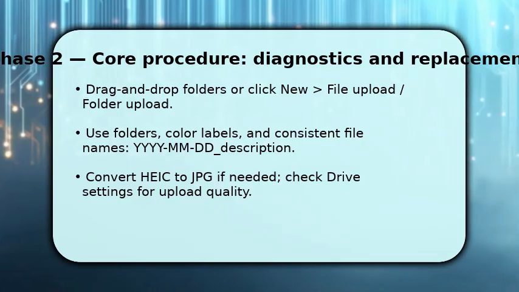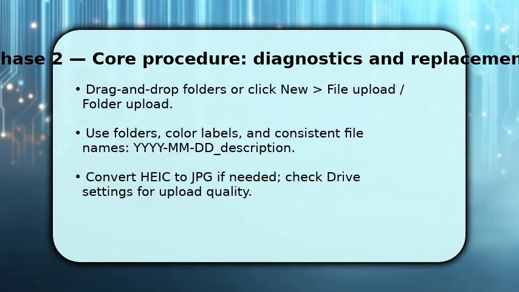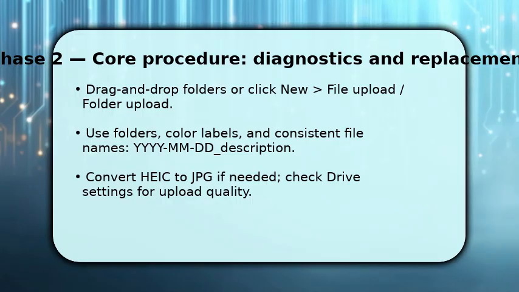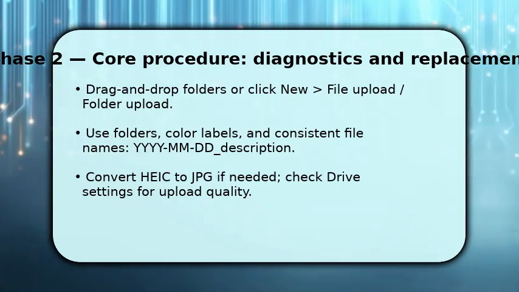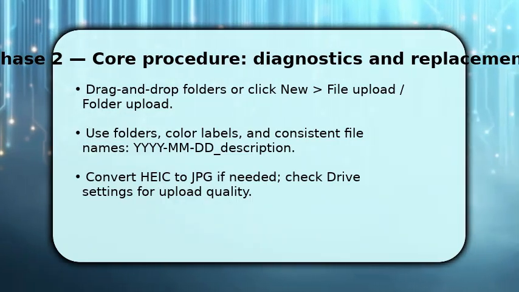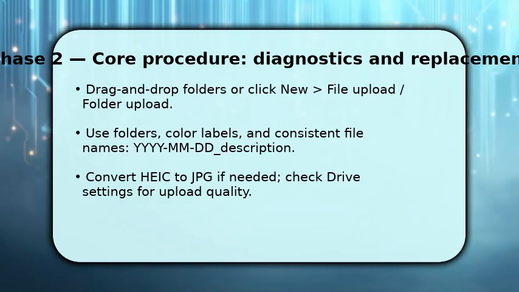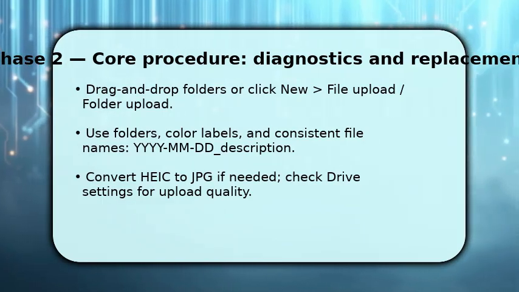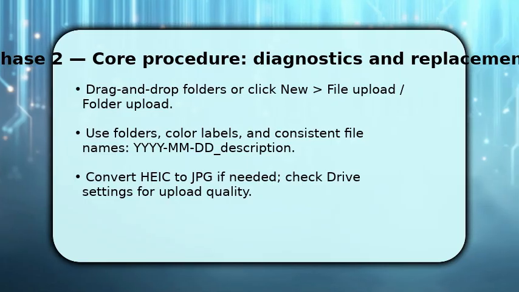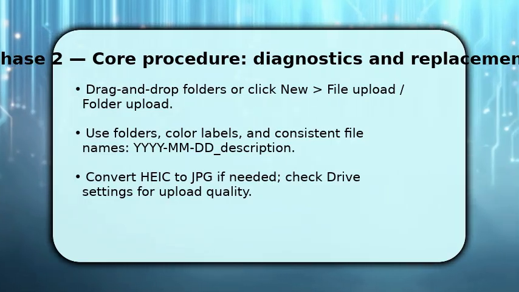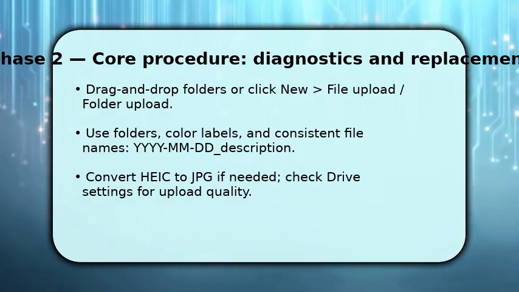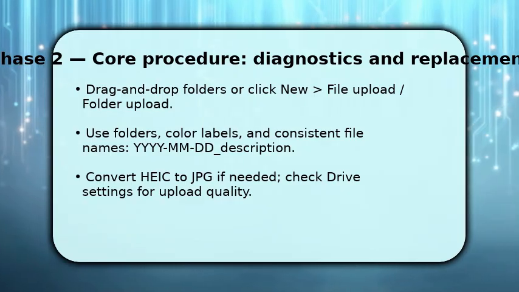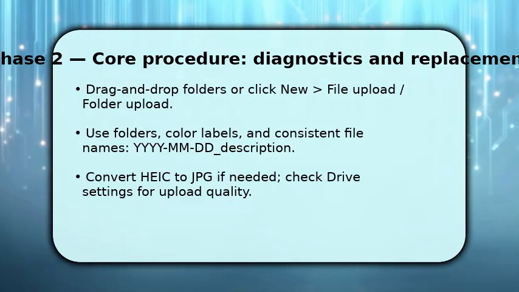While uploading, rename files to a consistent pattern like YYMMDD event so searches become reliable. If you have HEIC files from iPhone, convert them to JPG beforehand or use Drive for desktop, which can handle conversions. This prevents compatibility issues on other devices. Once uploads finish, create folders and move photos into albums to streamline retrieval later.